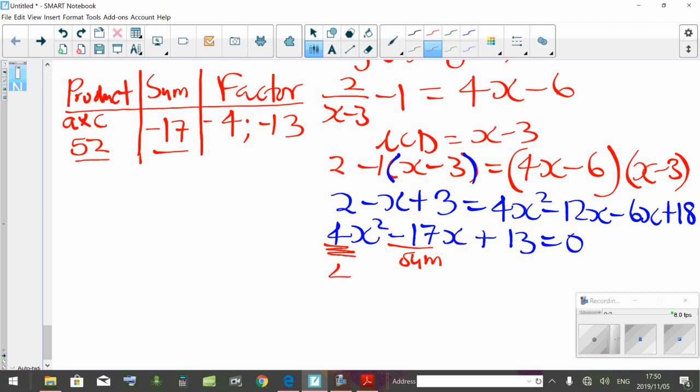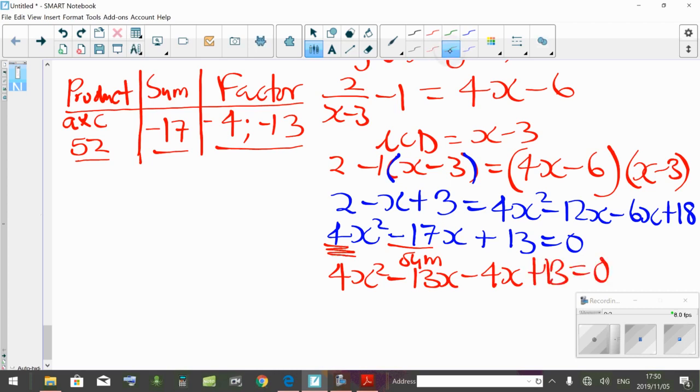I'm going to rewrite this as 4x squared. Now I'm replacing negative 17x with these two numbers here. Minus 13x minus 4x plus 13 is equal to 0. Take note that these two numbers give me negative 17. So I haven't changed much here. Right, moving on, now I do factorization by grouping, which I learned in grade 9.